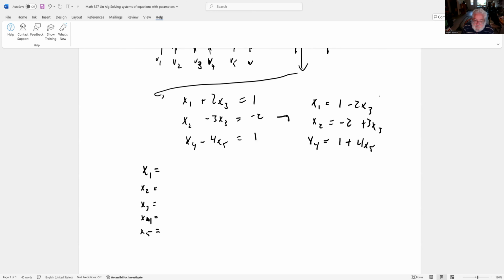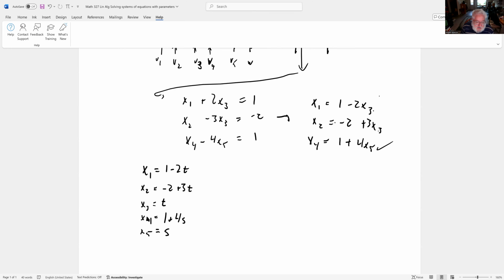So we know x1 is 1 minus 2x3. x2 also depends on x3. So we'll assign a parameter t to x3, and we'll assign a different parameter, say s, to x5. And then x1 is 1 minus 2t. x2 is minus 2 plus 3t. And then x4 is 1 plus 4s. So this is very similar to how we parameterize lines, except now we're parameterizing in 2 dimensions instead of just 1.